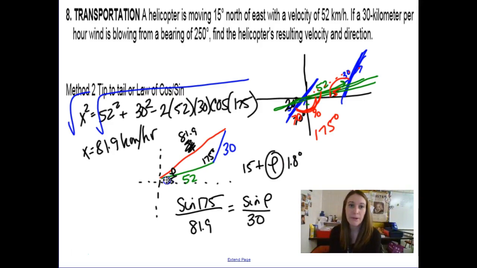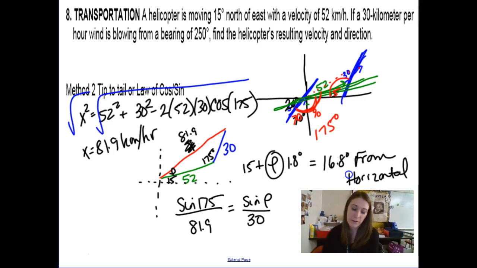So my bearing would be off of the horizontal if I want to frame it that way. So my bearing of 16.8 degrees from the horizontal. So at the very last minute you have to decide how you want to describe your bearing, and it could be from true north if you really just love doing it that way, or you can always go off horizontal. Whatever is easier for you. Okay. Sorry for the messy picture. I hope yours look better.